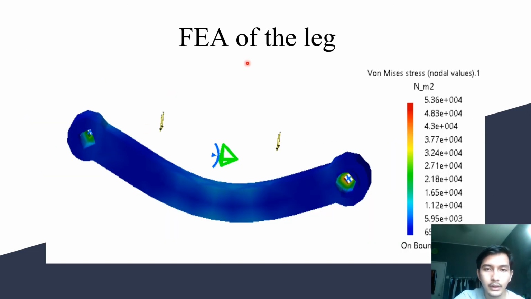This is the FEA of the leg. We put a 0.5 Newton load at the x-axis of the part, and as we can see, most of the part is the blue region, which means that it has lower stress, but only at the part where we assemble the upper leg and the base is there higher stress.